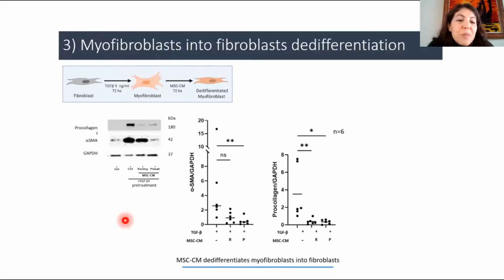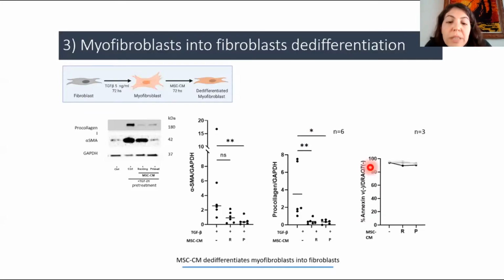As I was saying, this for me was one of the most important in vitro assays because these show the differentiation from myofibroblasts into fibroblasts when the fibroblasts are already activated by TGF-beta. The following question here was, for us, was if conditioned media was killing myofibroblasts or de-differentiating them. So by flow cytometry, we measure cell survival. And as we can see here, after 72 hours of treatment, we see that the percentage of cell survival is the same.